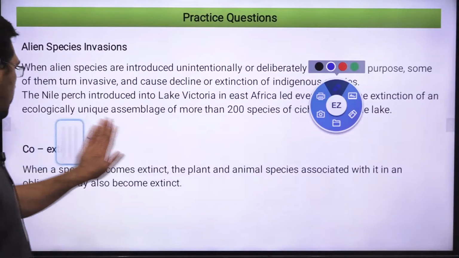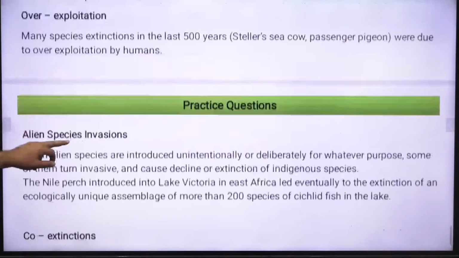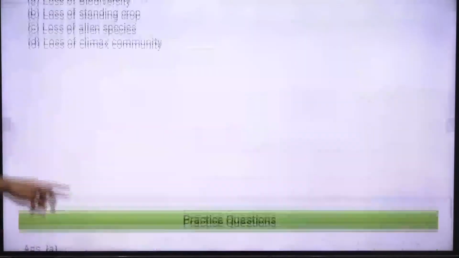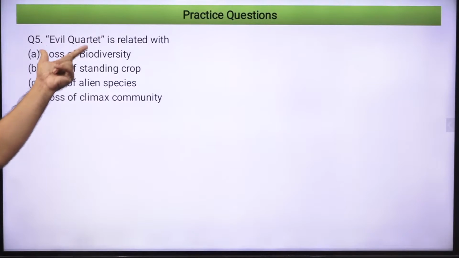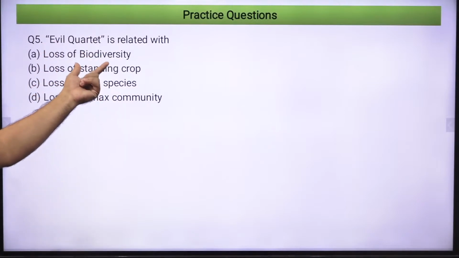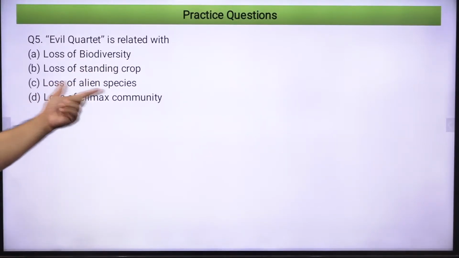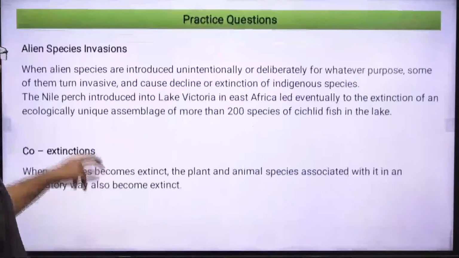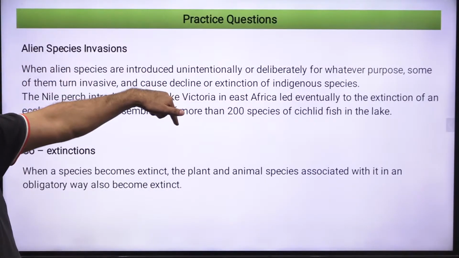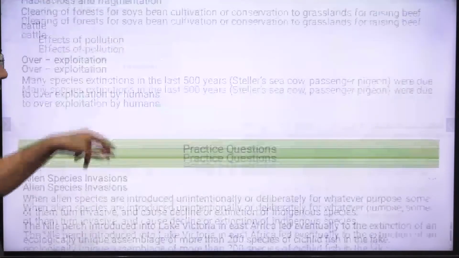So these are the four major reasons which are leading to the loss of biodiversity, and we gave them the name evil quartet. If that is the case, then I think very easily you will be able to identify that the evil quartet is related to the loss of biodiversity. Loss of alien species carries no meaning, because that is only talking about one particular thing, so it is not going to be representative. For example, I explained, alien species invaded, so that is leading to the loss of biodiversity, right? That is how you have to answer this particular question.